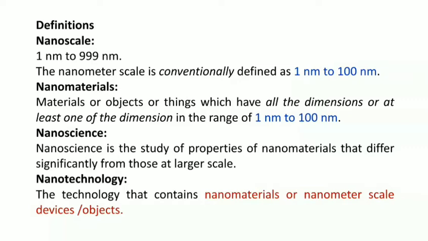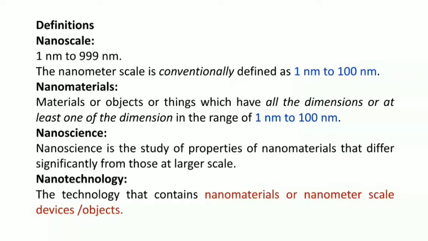But if you are talking with an expert in the nano subject, then conventionally the nanoscale is defined in the region of 1 nanometer to 100 nanometers. If you are going to become an expert in nanotechnology, in nanoscience, and someone from your subject asks what a nanoscale is, you have to answer smartly that 1 nanometer to 100 nanometers is the nanoscale. Why it is restricted to 1 to 100 nanometers, we'll discuss in the next slides.